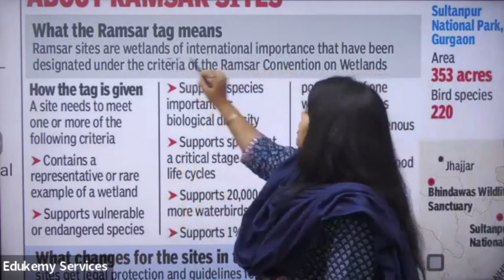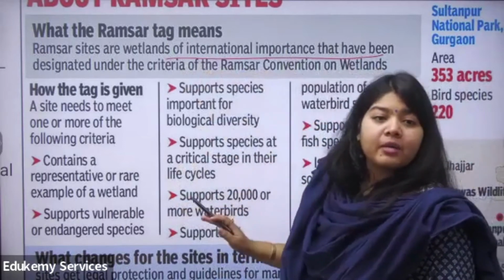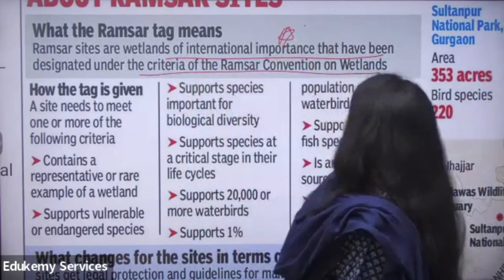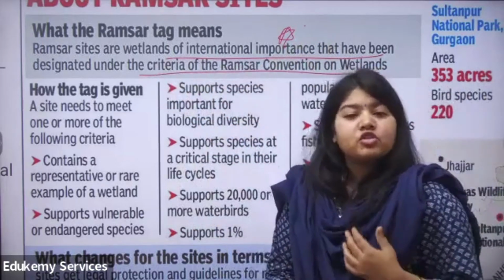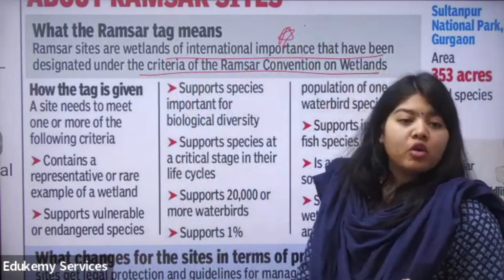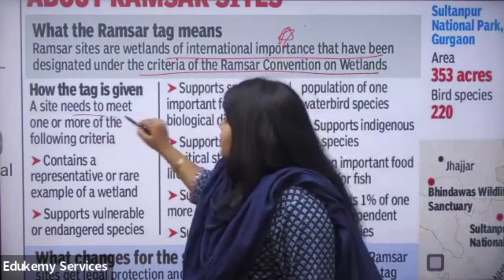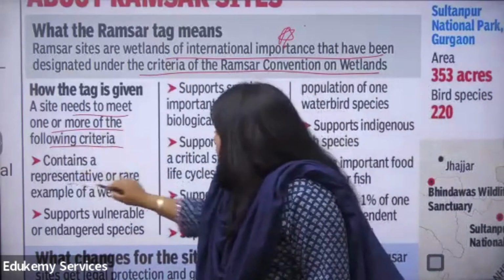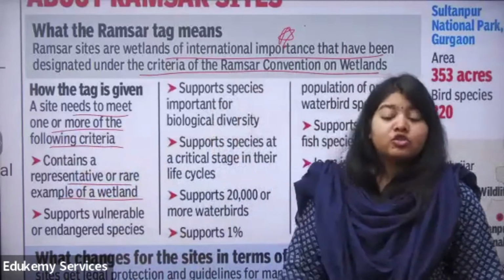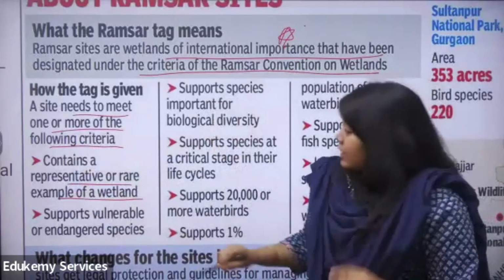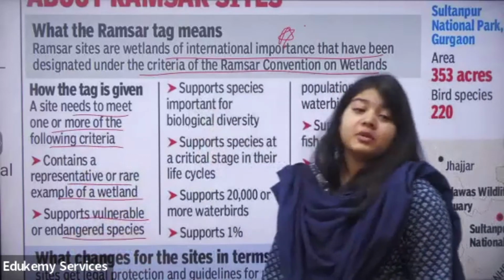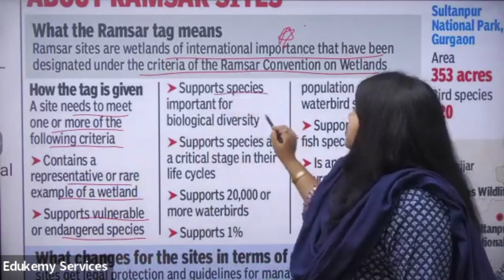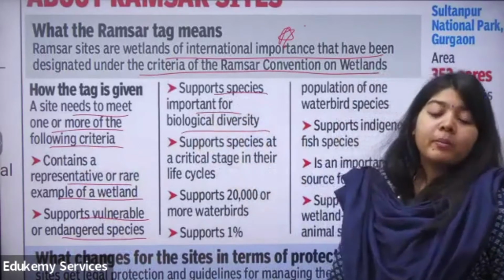So this tag means, please keep on writing also, that these are wetlands of international importance that have been designated under the Ramsar Convention on Wetlands. What is the basis on which you give this tag? The site needs to meet one or more of the following criteria. It should represent a rare example of wetland. It should support vulnerable and endangered species, and it should support species which are important for biological diversity.